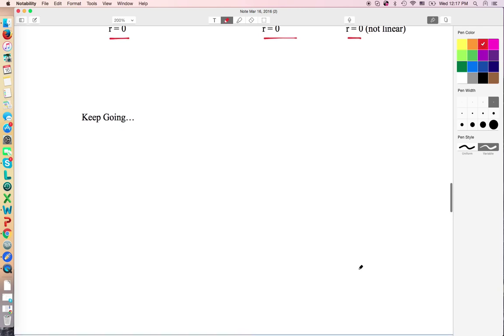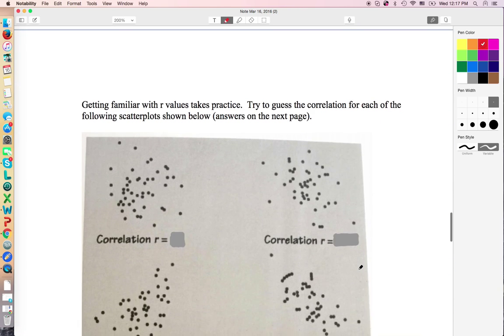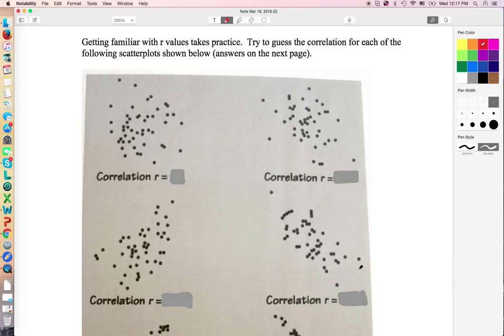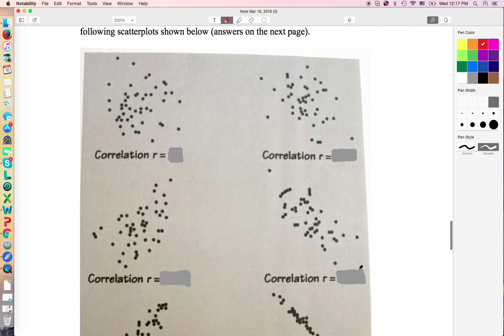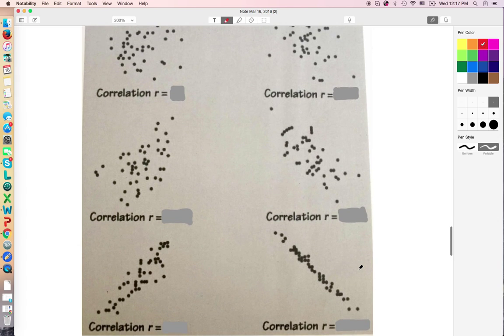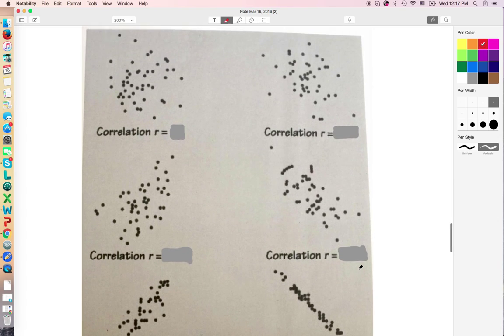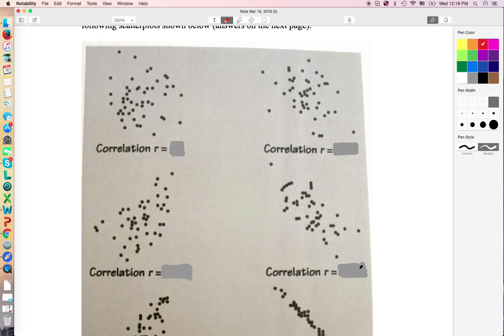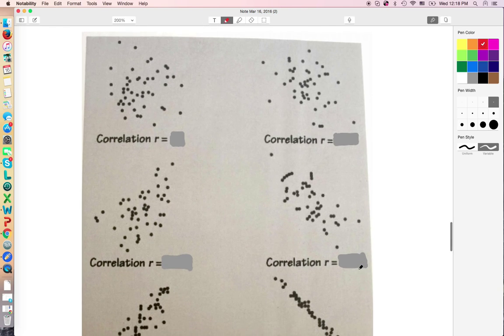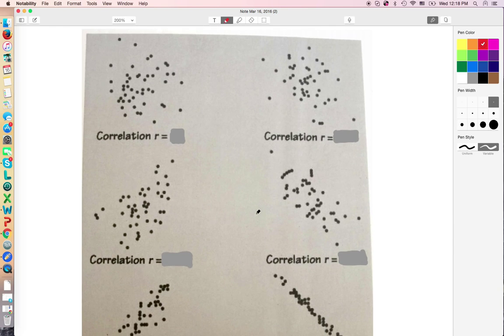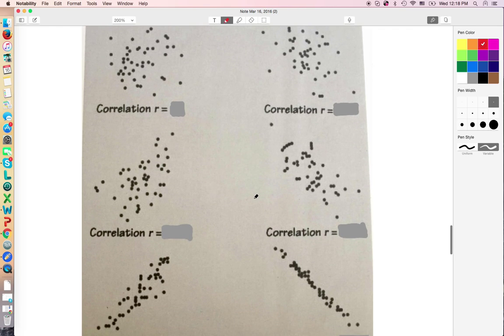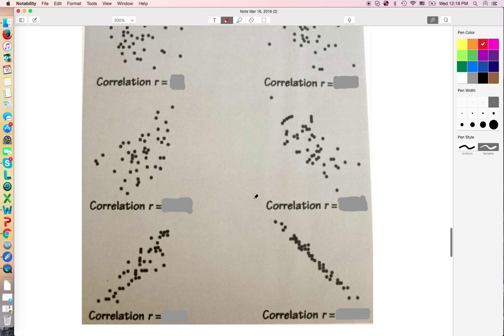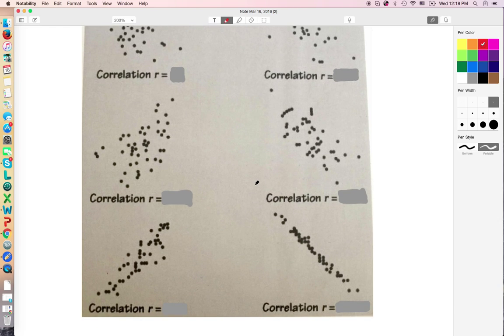Okay, so just a few more minutes here. The only way that you're going to get really good with dealing with correlations and making sense of correlations is to practice looking at them and getting a feel for what their values are. So what I have here are 6 different scatter plots, and I've grayed out the value of their correlation. What I want you to try to do is take a moment, pause the video, and try to guess: what do you think the correlation value is for each of these scatter plots? When you have your answers jotted down, if you scroll to the next page, you'll find the answers. So pause the video and try that now.